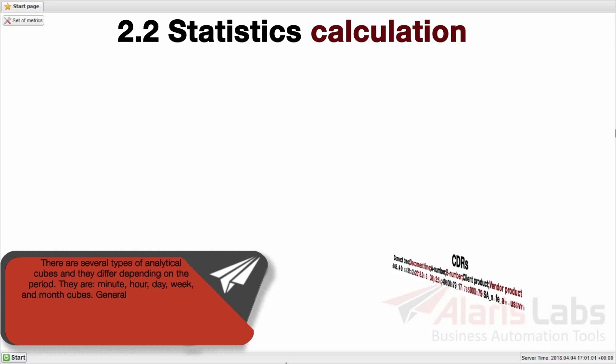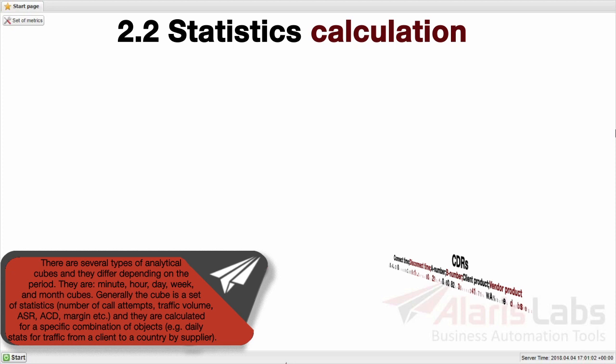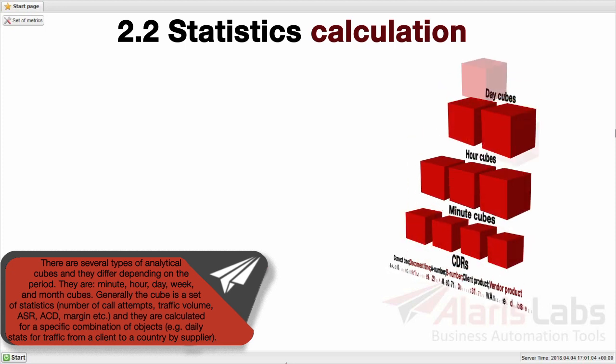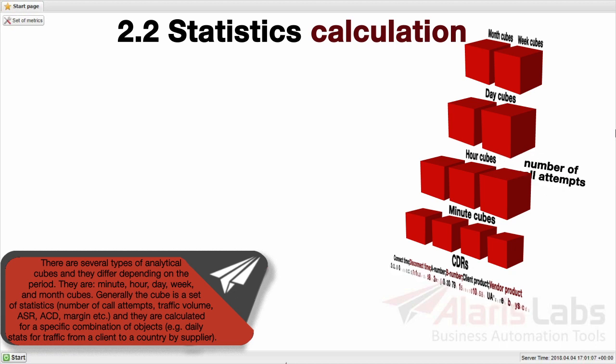There are several types of analytic cubes and they differ depending on the period. There are minute, hour, day, week and month cubes. Generally, the cube is a set of statistics: number of calls, traffic volume, ASR, ACD, margin, etc. and they are calculated for a specific combination of objects. For example, daily stats for traffic from a client to a country by supplier.